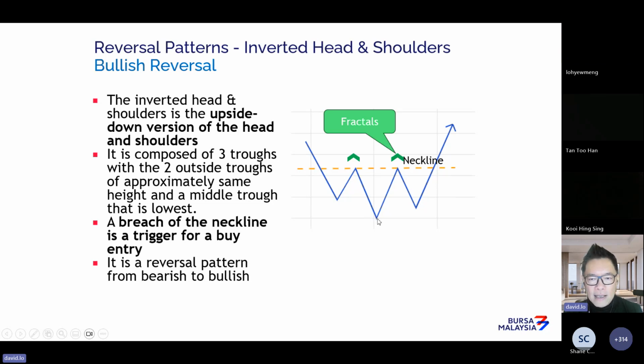Okay, which defines the head. Okay, and then moves up. Okay, and then comes down. Okay, doesn't break this low. Okay, again, then go and break this neckline. So this is also, you will see fractals there, right? The fractals will be there for you to read as well.